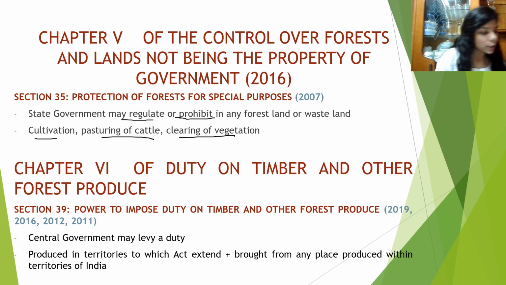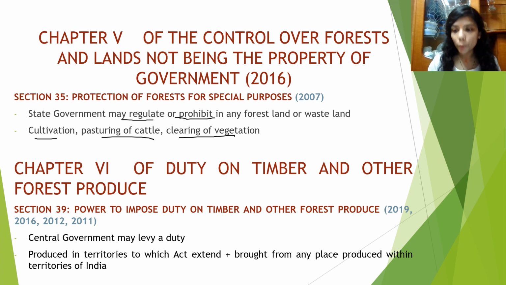Chapter 6, it comprises of sections 39 and 40. Section 39 is important. Chapter 6 deals with duty on timber and other forest produce. Section 39, power to impose duty on timber and other forest produce. As you can see, around 4 to 5 times this question has been asked from this section.